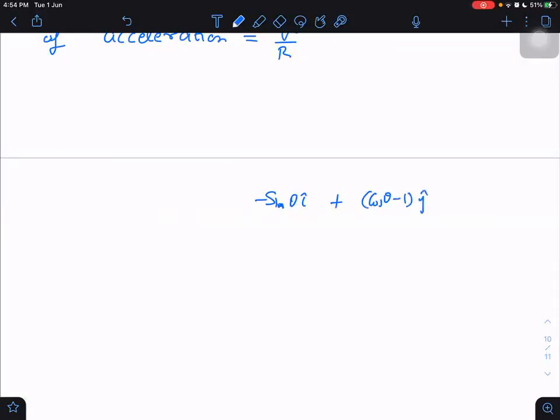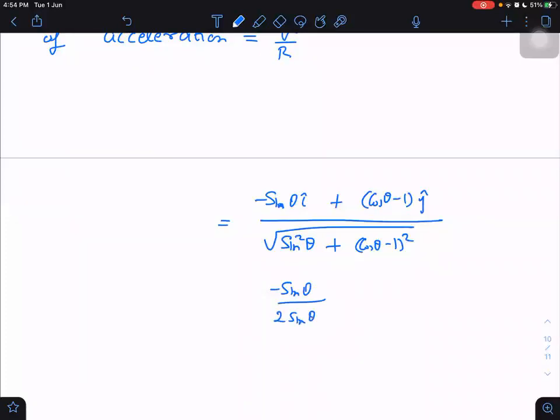Minus, cos theta minus 1. But I want a unit vector, so I have to divide by the magnitude. Dividing by the magnitude, square root of sine square theta plus cos theta minus 1 square. Then I get minus sine theta divided by 2 sine theta by 2, plus, what is 1 minus cos theta? 1 minus cos theta is 2 sine square theta by 2. Then what would be cos theta minus 1? Minus, it will appear minus there, upon 2 sine theta by 2.